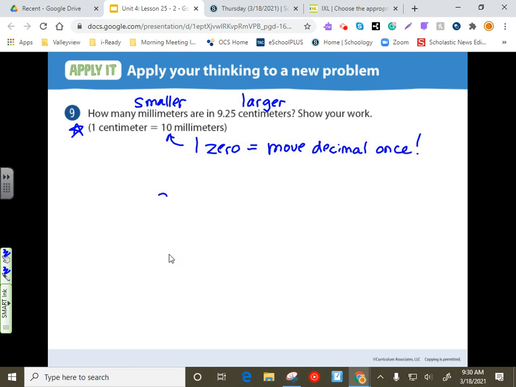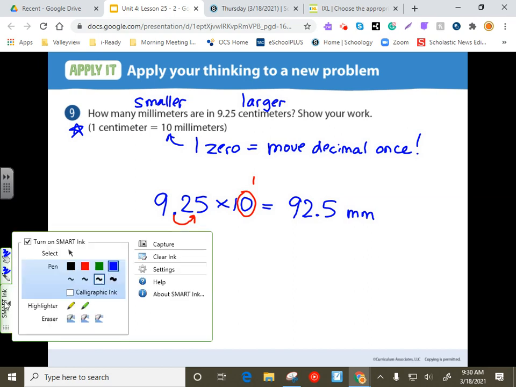So let's take our 9.25 and multiply it by 10. That means with 1 zero, we're going to move the decimal one spot, and that'll give us 92.5 millimeters, mm.